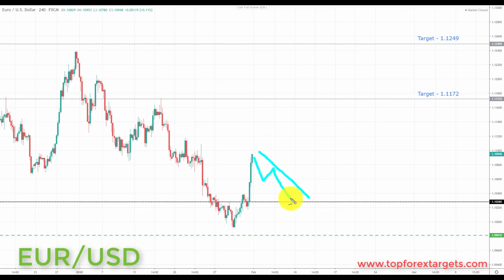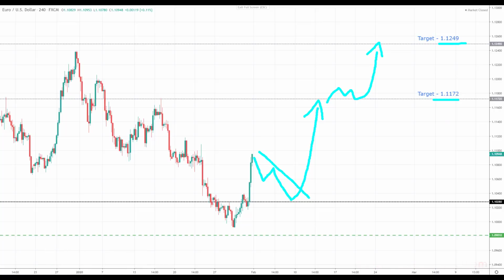Any pullback in this area would be a great opportunity to start to look for bullish setups. And if we get the right kind of bullish setups in this market, we're going to be looking at initiating longs up towards the next key area of resistance to the upside, with the target set at the 1.1172. And if we can get a breakthrough here, we're going to be looking up towards the next key area of resistance to the upside and target 2 at the 1.1249.